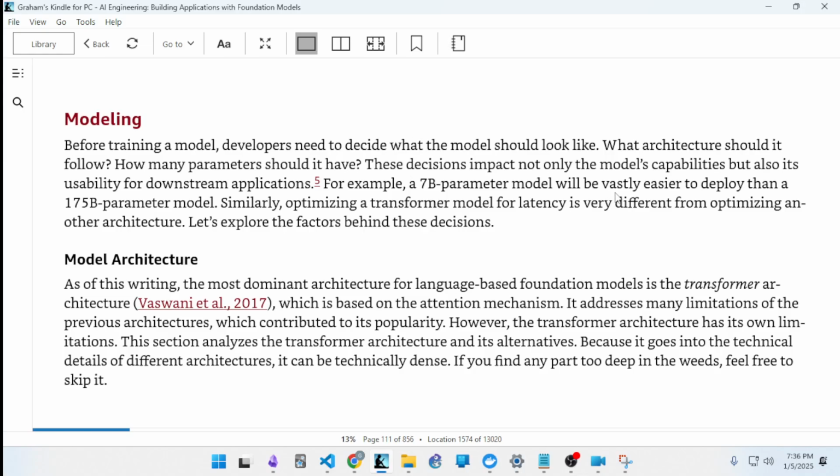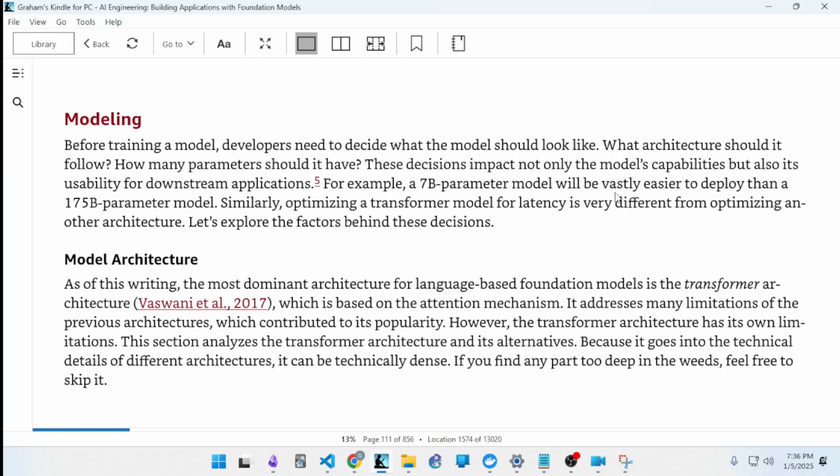All right, so modeling. Before training a model, developers need to decide what the model should look like, what architecture it should follow, how many parameters it should have. These decisions impact not only the model's capabilities, but also its usability for downstream applications. For example, a 7 billion parameter model will be vastly easier to deploy than a 175 billion parameter model. Similarly, optimizing a transformer model for latency is very different from optimizing another architecture. Let's explore the factors behind these decisions.